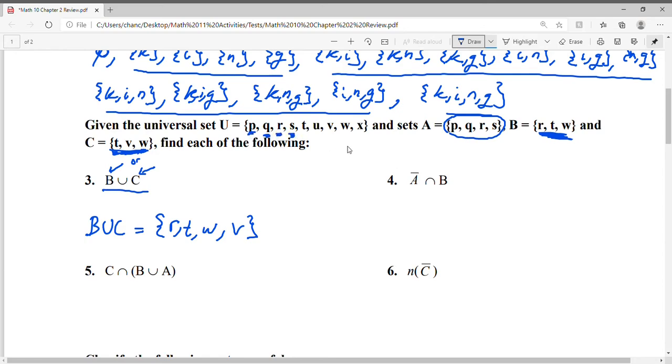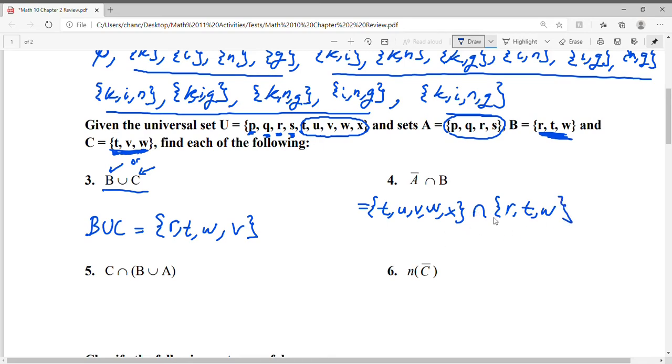So everything that is not A would be TUVWX. So that's A complement. A complement is equal to TUVWX. And I'm going to take that and intersect that with B. B is RTW.